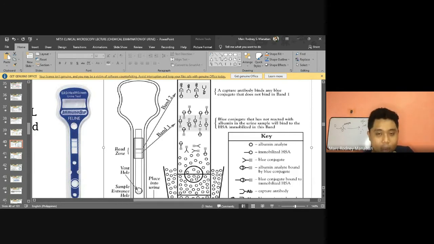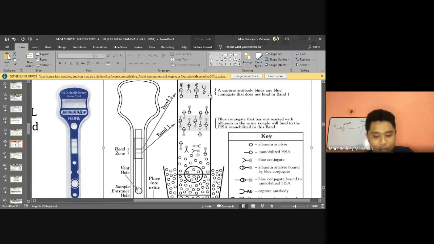Alright? Again, band 1, it contains immobilized, meaning nakapundo ra siya dito ng mga albumin. Ano siyang purpose? Iyahang dakpon. I-capture niya itong mga unbound na conjugate diri sa ilalom na wala na bind sa imuhang albumin found in the patient sample. So I hope na-gets to siya. Alright. Now, of course, diri pa lang daan kabantay mo na may mga blue conjugate na nakabind na sa imuhang albumin gikan sa patient.